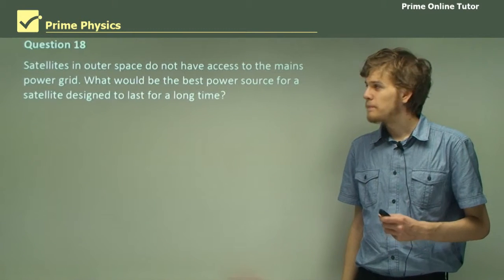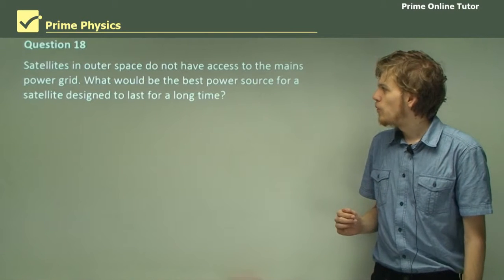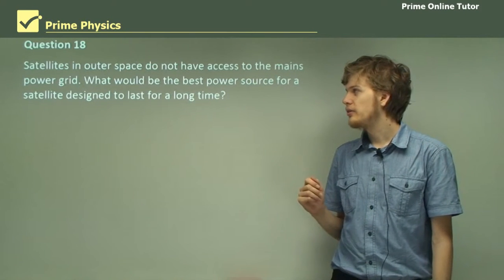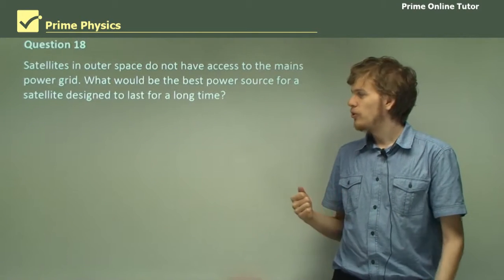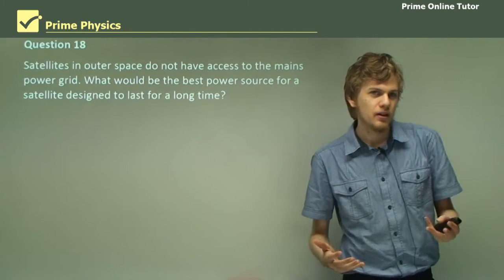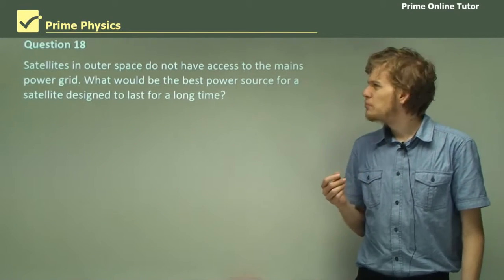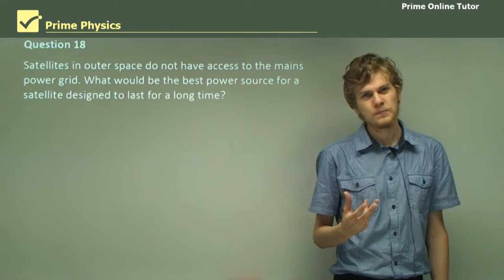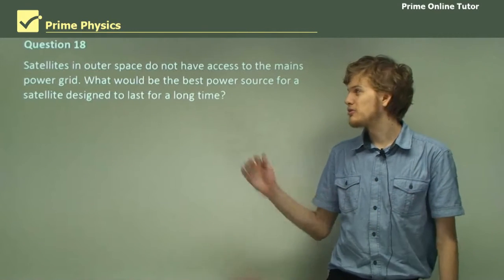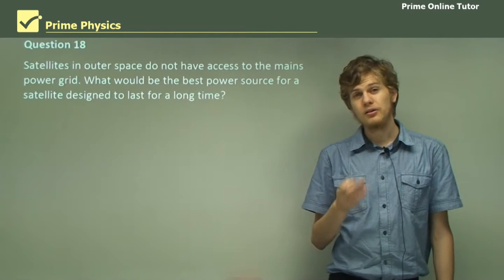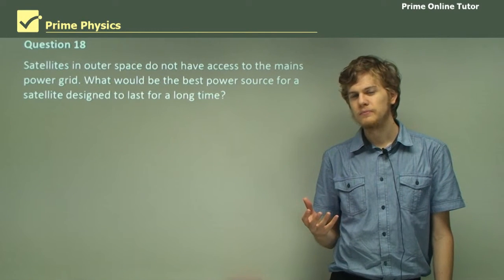Question 18. Satellites in outer space do not have access to the mains power grid. What would the best power source for a satellite designed to last a long time be? Alright, so we have a satellite, it's in space. It has a number of different options for the power source. We can't really do wind or water because we don't really have wind or water in space. We could do coal, but we'd need a lot of coal to produce electricity that would last a long time. A better fuel supply would be a nuclear power source, right?